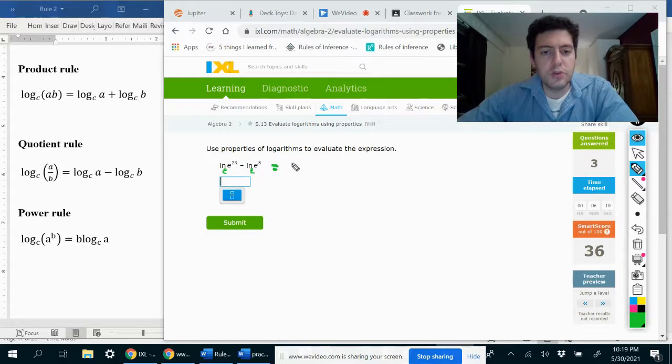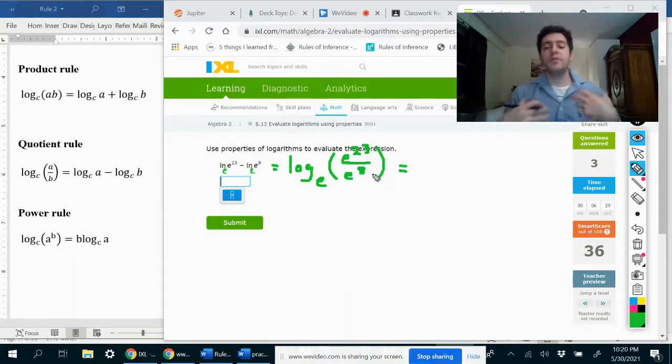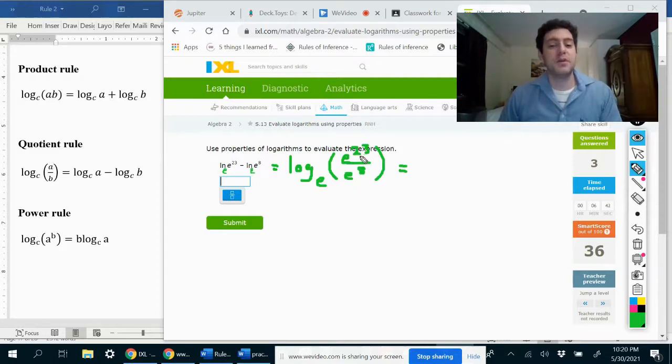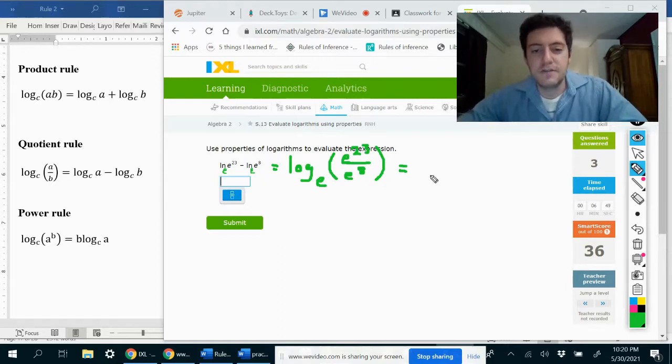So this is equal to the log base e, that's what the natural log is, of e to the 23rd divided by e to the 8th. Now we have to remember our laws of exponents, which say that if we're dividing things with the same base, the base is e here, then we subtract the exponents. So 23 minus 8 is 15. So we have the log base e of e to the 15th power.